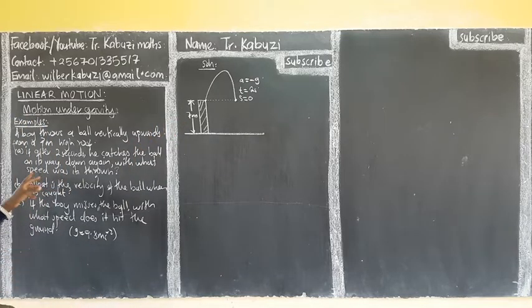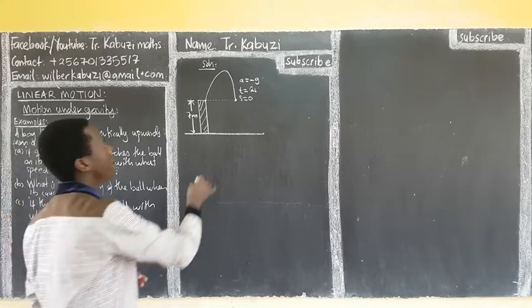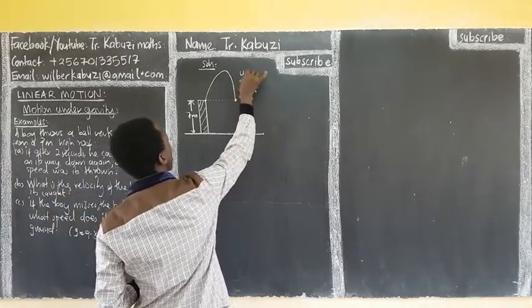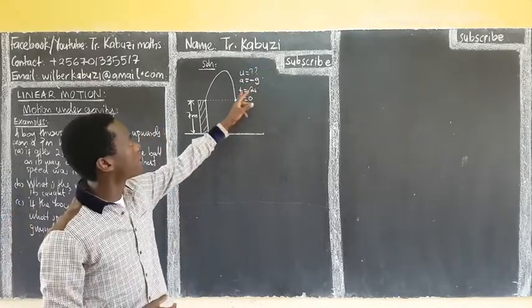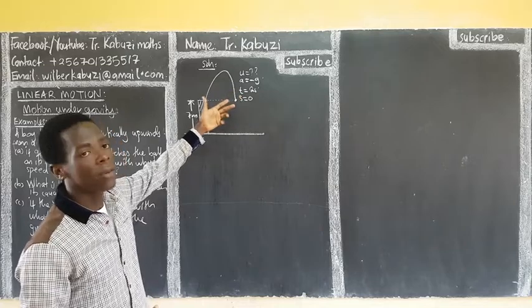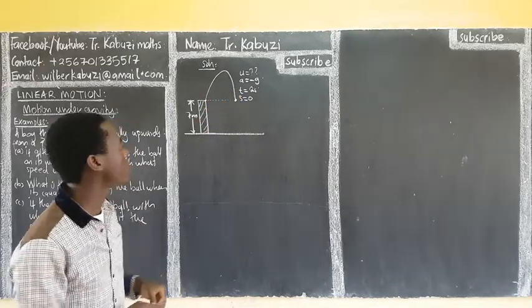Okay. So with what speed was it thrown? They are asking for the initial velocity. They are asking for the initial velocity. So you see we have all these ones. So which formula are you going to use? Which equation are you going to use, combining these ones?